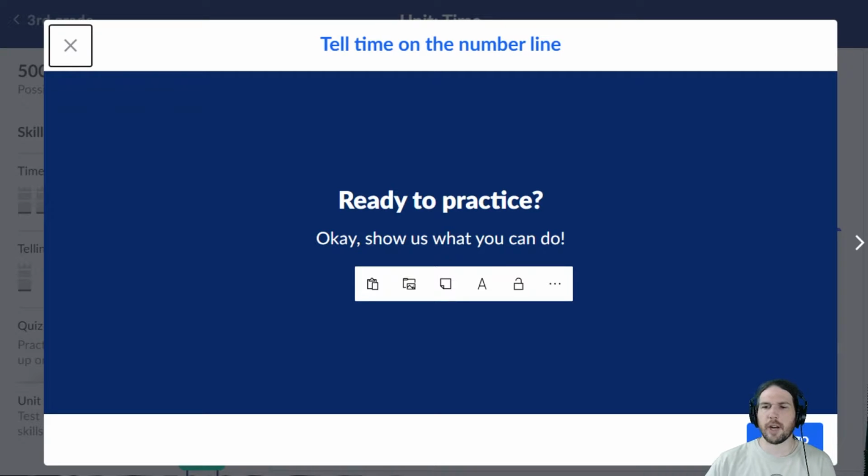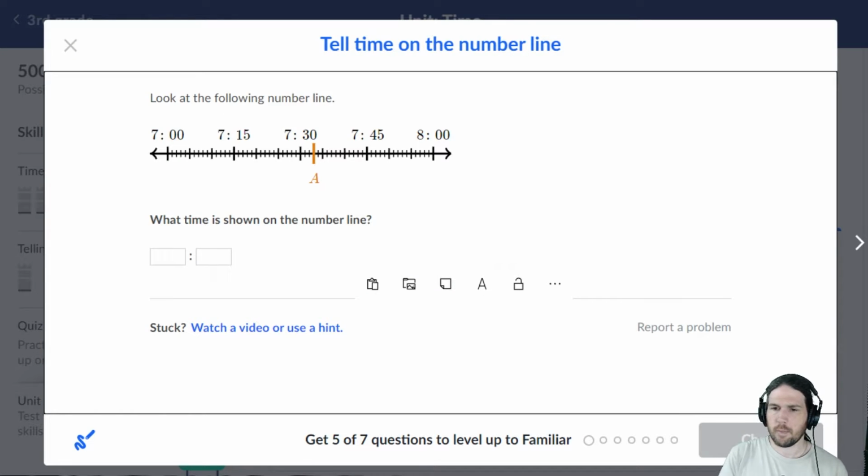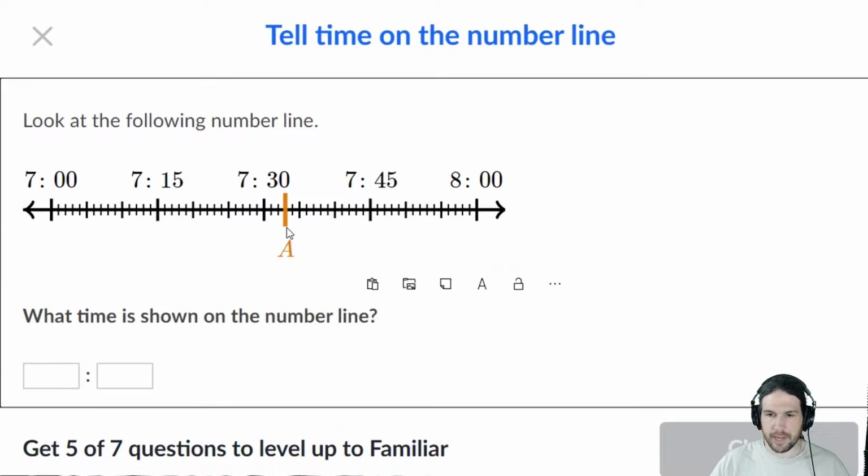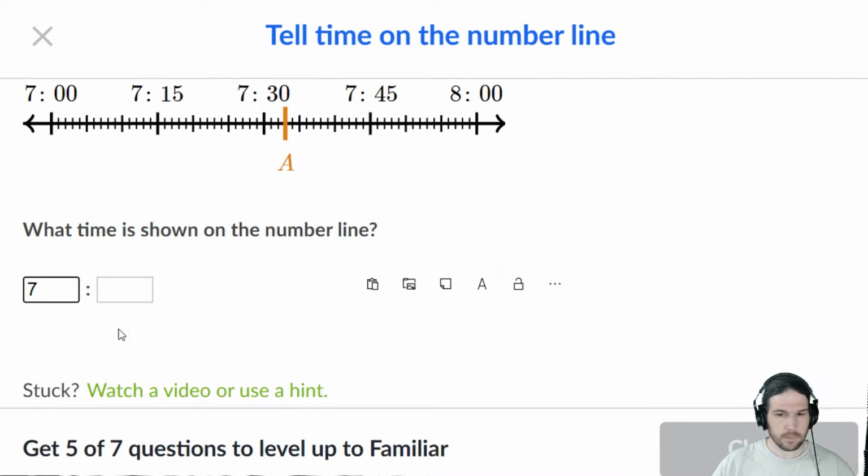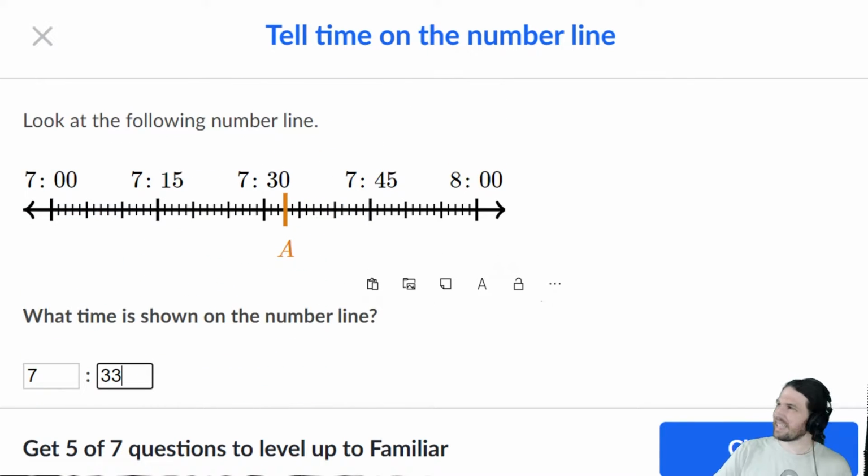Now, telling time on a number line is weird, but it does kind of work when you think about it. Each of these little tiny lines is 1 minute. So this would be 7:31, 32, 33. This would be 7:33. But I like this because it's a new perspective on time and clocks and stuff.